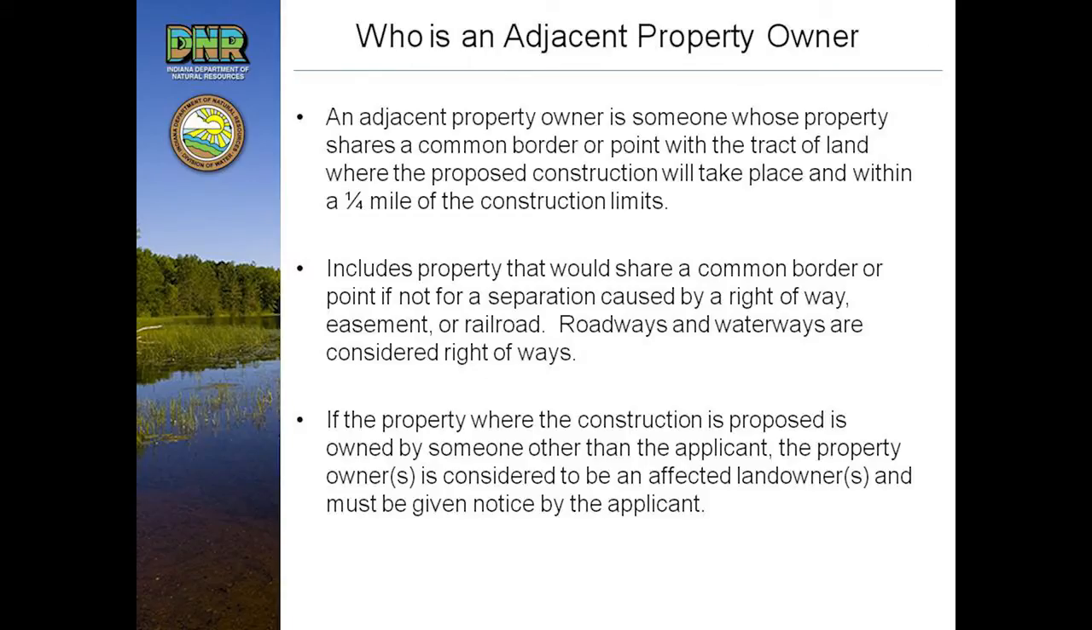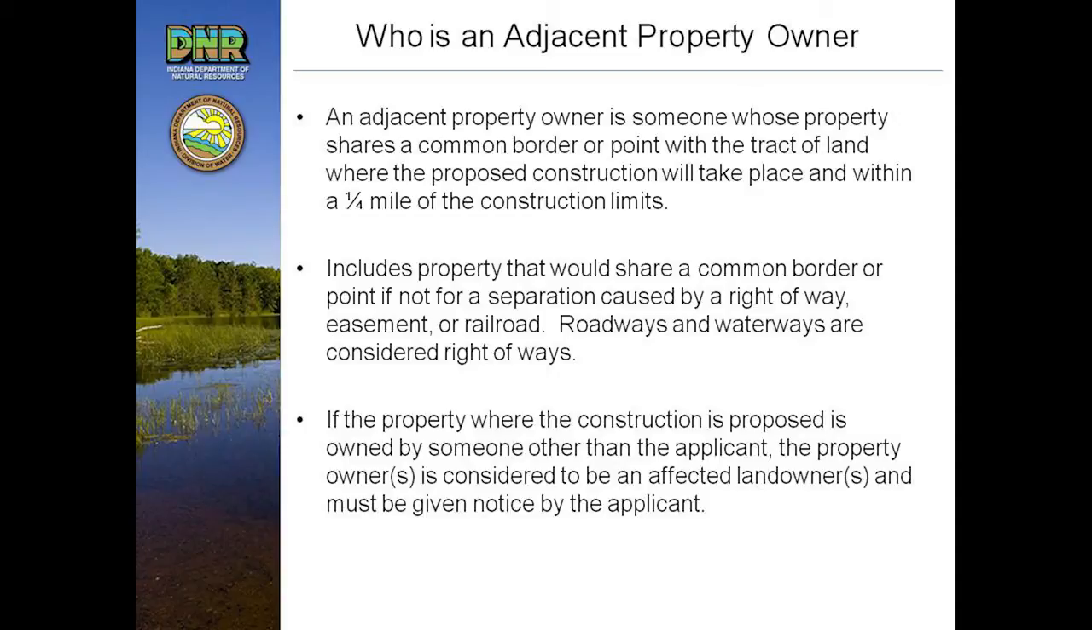An adjacent property owner is one whose property shares a common border or point with the tract of land where the proposed construction will take place and is within a quarter mile of the construction limits. This includes property that would share a common border or point if not for a separation caused by a right-of-way, easement, or railroad. Roadways and waterways are considered right-of-ways.